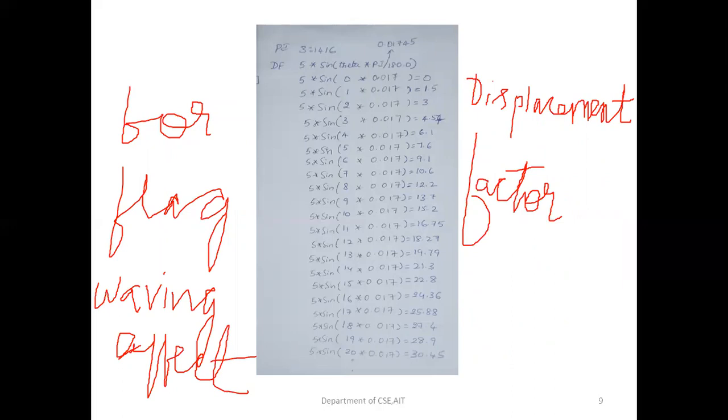So these are the displacement factor values. When you take the displacement factor, for up to 20 I have shown the theta value. It can be more also. If you leave the window for a long time, it will be running continuously in a loop. So the theta value will be computed and you will be getting the displacement factor. This displacement factor we are going to add to the flag and it will be waving.